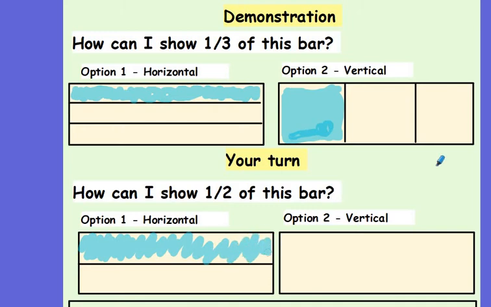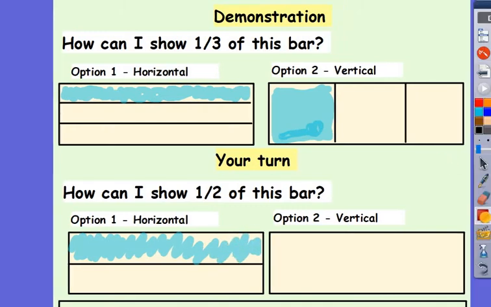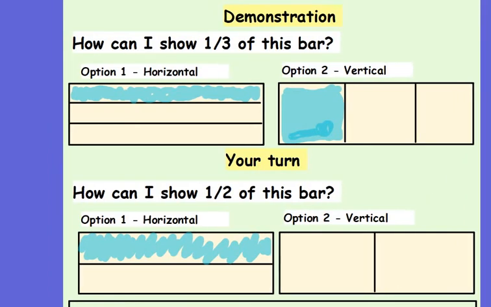Alternatively, I could have done it vertically. As long as I've got the same size parts, I could have then shaded in one of those parts. And both of these diagrams show me a half of the bar.